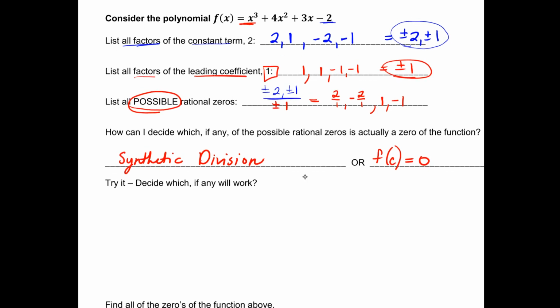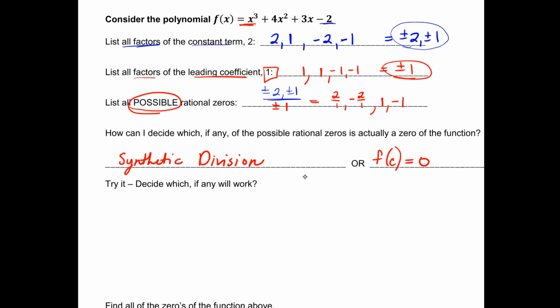So let's go ahead and test. Which ones do you guys want to test first? Jeremiah, what'd you say? I saw your mouth. 1? Okay, let's test 1. How do I test it, guys? Line up the coefficients of the polynomial I'm dividing into, right? So that would be a 1, a 4, a 3, and a negative 2. So 1, 4, 3, negative 2.